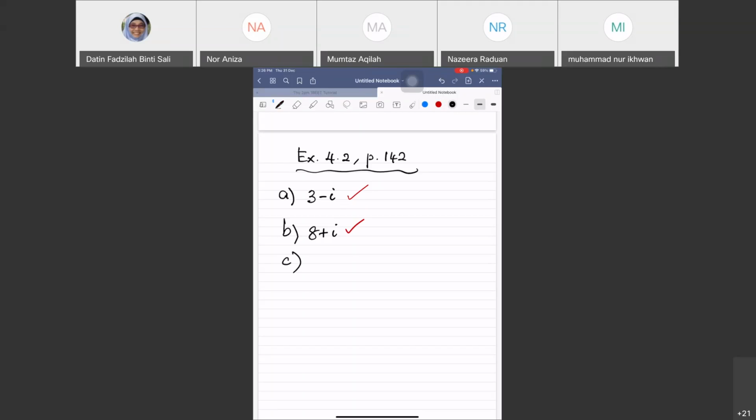Okay. Afifa, for C. Nur Afifa? 1 minus 3i. Okay, 1 minus 3i. Fatiha? For C as well? 1 minus 3i also. Okay, 1 minus 3i also.